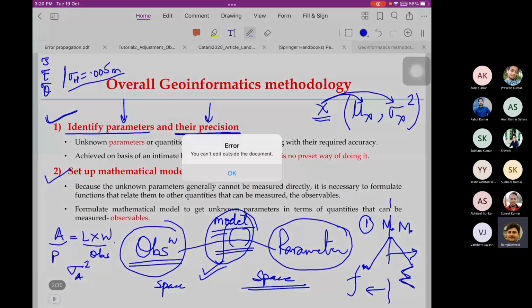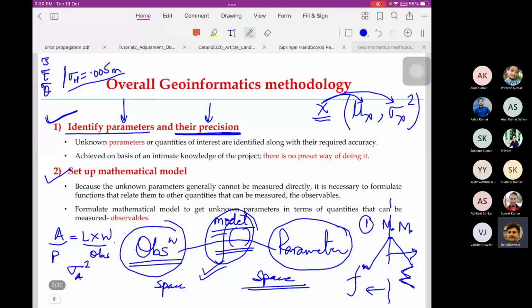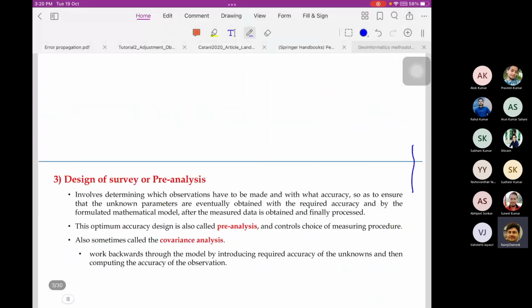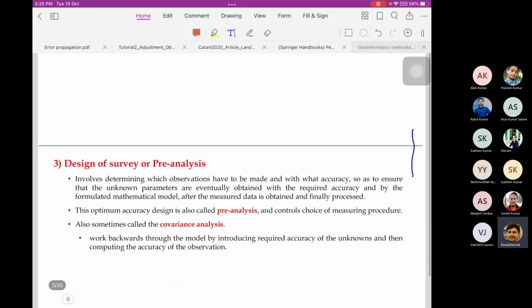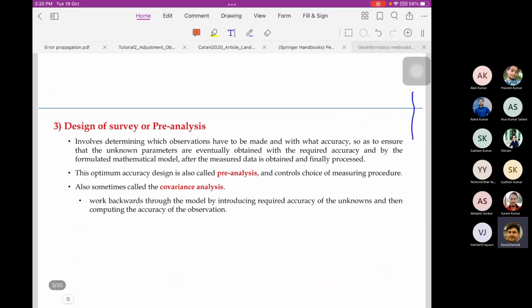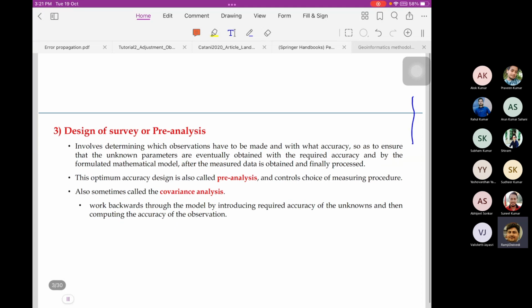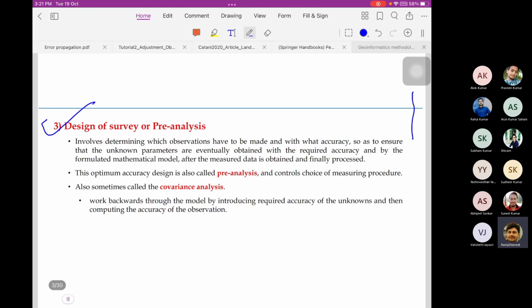Okay, coming back to the third step, which is the design of pre-analysis, or design of survey, which we have done in the previous classes. We have done the balancing of accuracies. So this third segment we have already covered, so no need to discuss this.